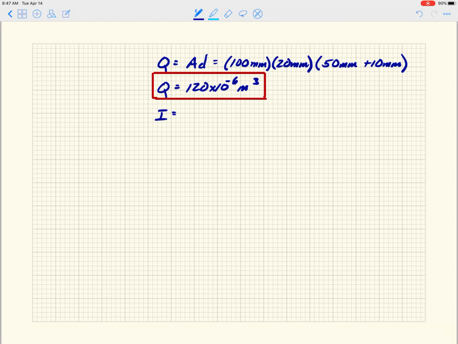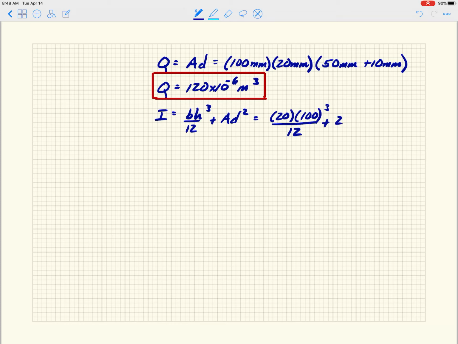Then we also have to solve for I. So this guy would be BH cubed over 12 plus our AD squared term. In this case, we've got 20 times 100 cubed divided by 12. So that's the web. And the centroid of the web is the same as the centroid of the overall cross section because it's symmetric, so there's no AD squared term there.